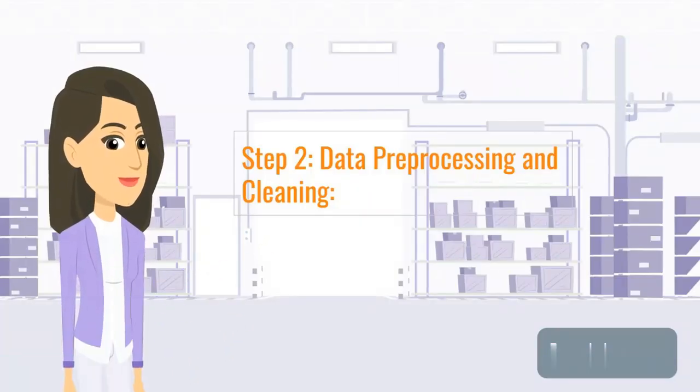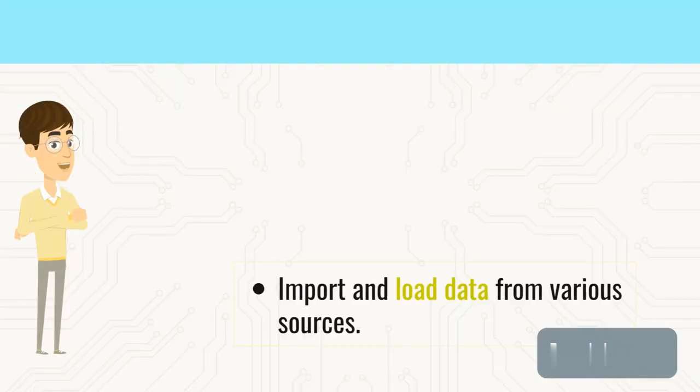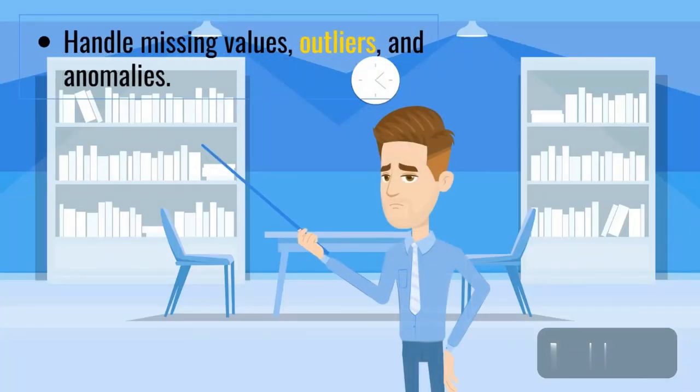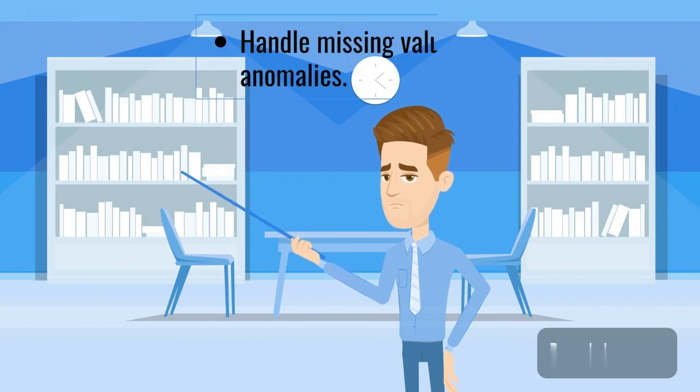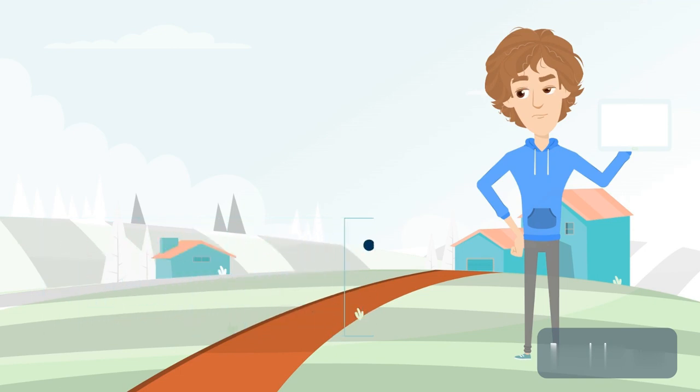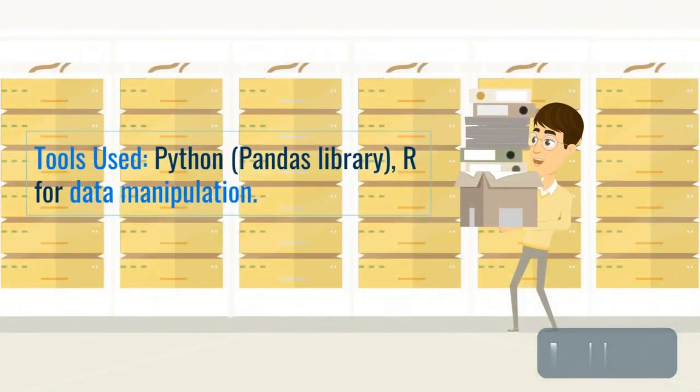Step 2. Data preprocessing and cleaning. Import and load data from various sources. Handle missing values, outliers, and anomalies. Transform data by normalizing, scaling, or encoding categorical variables. Tools used: Python, Pandas library, for data manipulation.